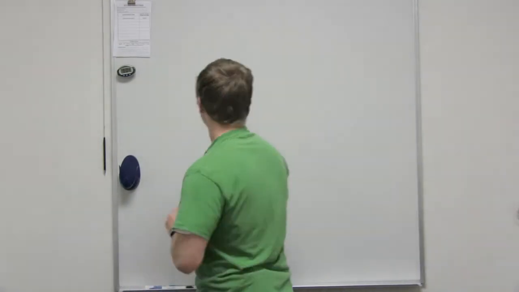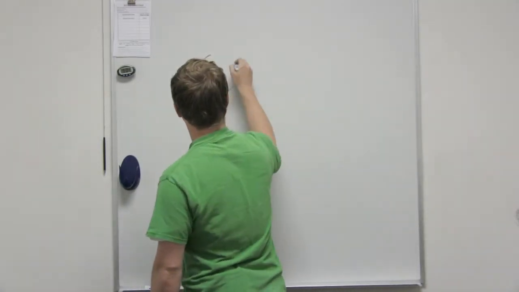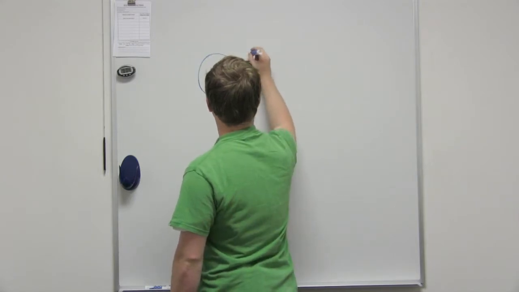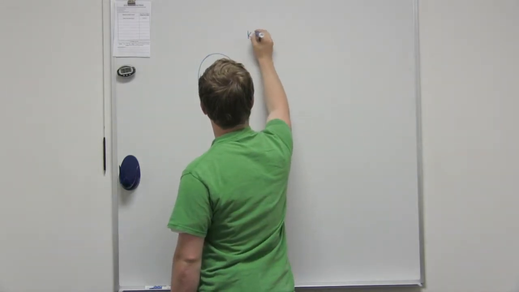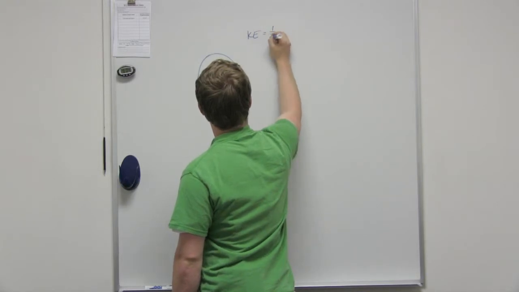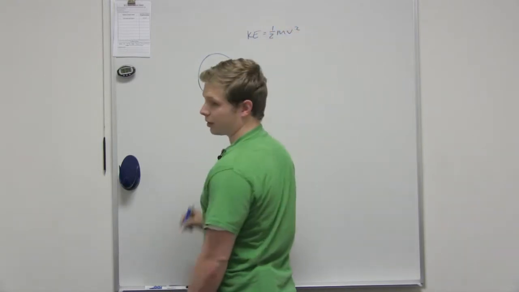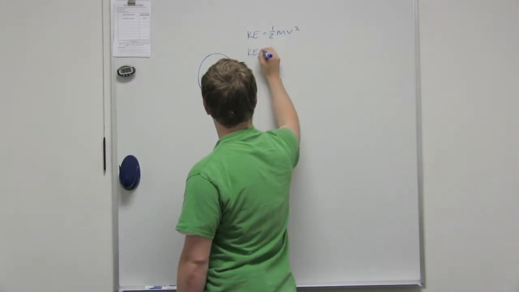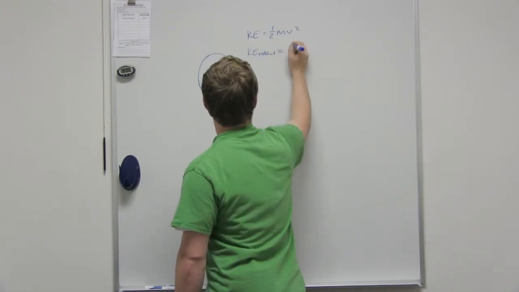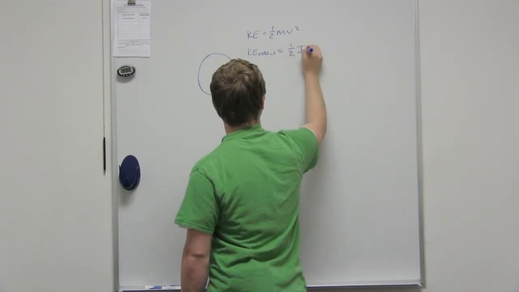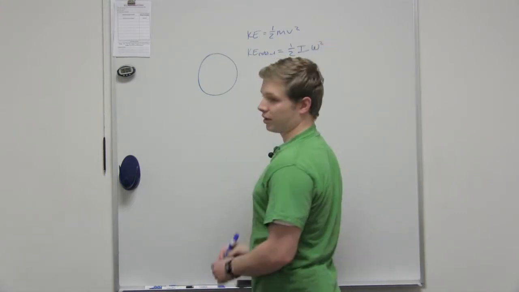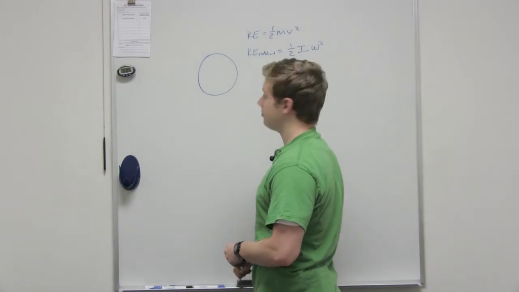So we have a hoop, right? So we have kinetic energy, so we have translational, right? That's just our 1/2 mv squared is translational. And then our rotational, that's the 1/2 moment of inertia times angular velocity squared.